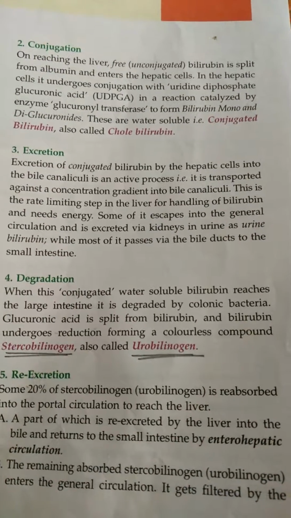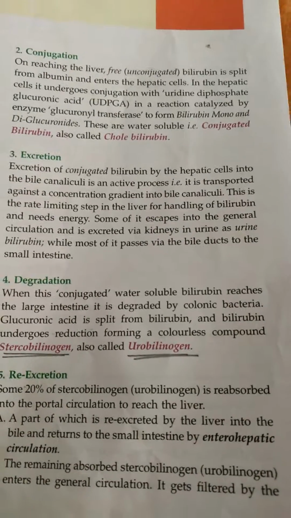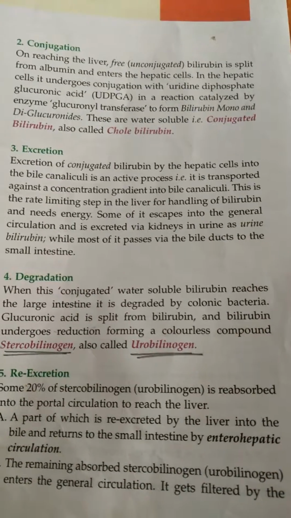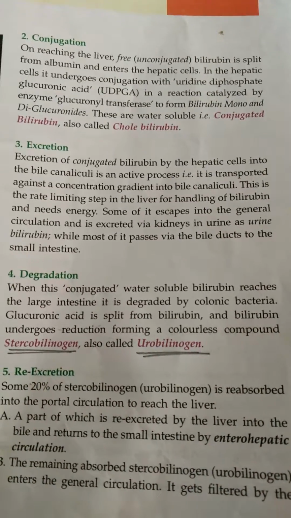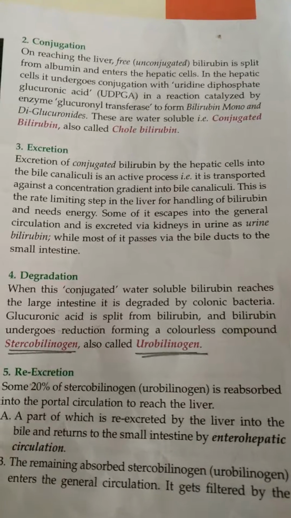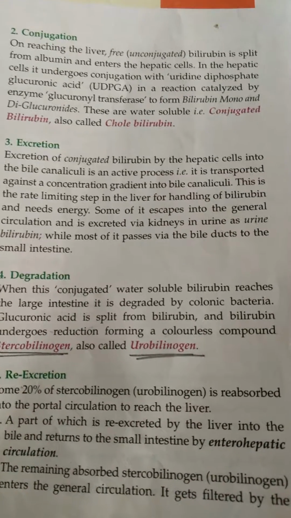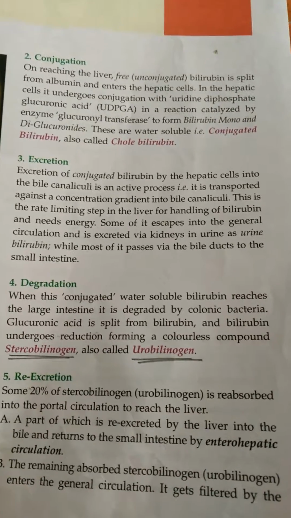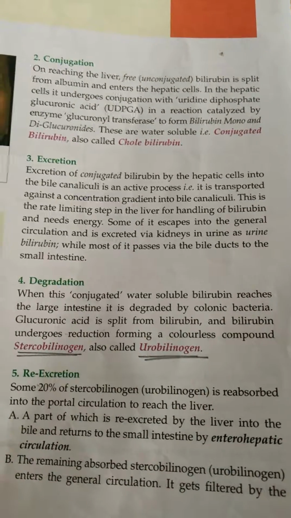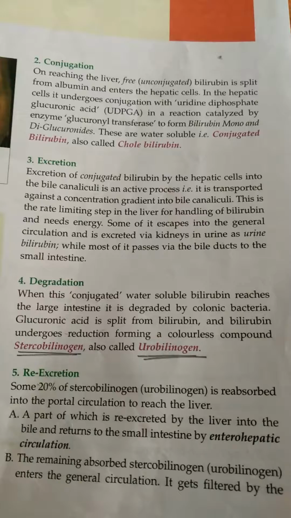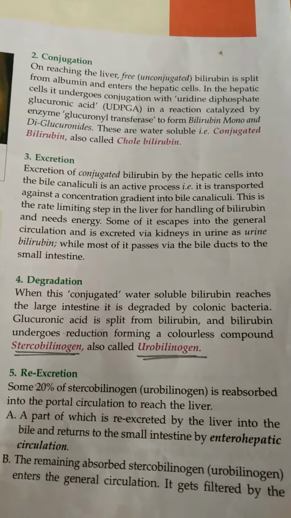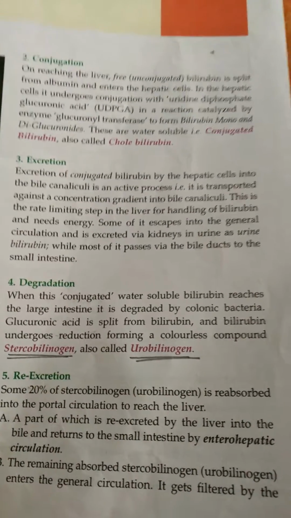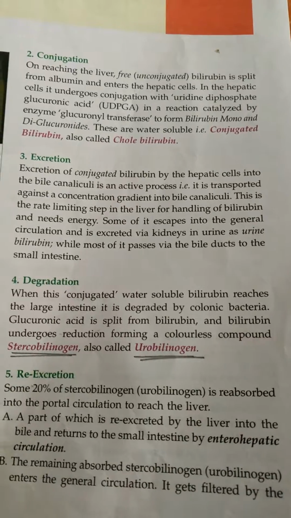So where have we reached now? We have reached the intestines. Okay, small intestine. When this conjugated water soluble bilirubin reaches the large intestine, it is degraded by colonic bacteria. We know there are commensal bacteria which are always present in the intestines, and these bacteria, which are beneficial for us, degrade this bilirubin. Which bilirubin? It is basically the conjugated bilirubin.